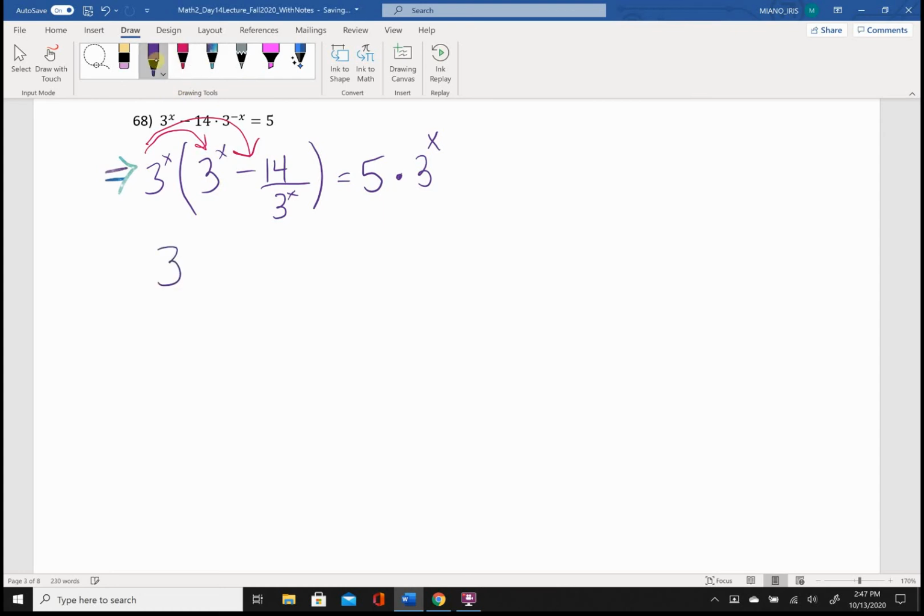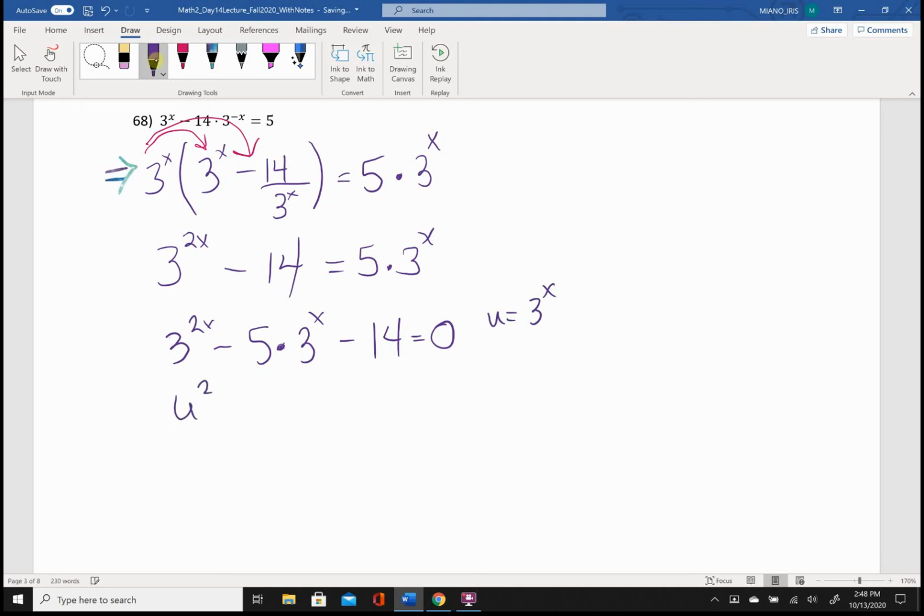I will be left with 3 to the 2x power minus 14, because it cancels, equals 5 times 3 to the x power. Now, subtracting this term from both sides, you may notice that it is now appropriate to think about doing a u substitution here. Minus 5 times, and resist the urge to multiply the 5 and the 3. You cannot do that because that 3 is trapped as the base of this exponential part of the factor, so it's not freed up to be multiplied by this 5 factor that's out in front. So careful there.